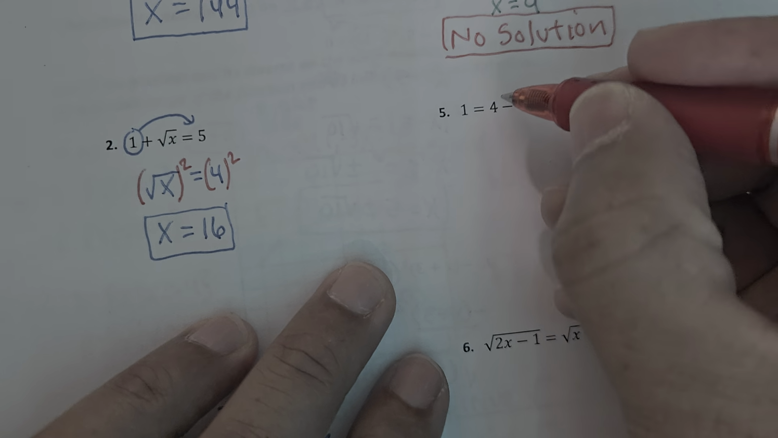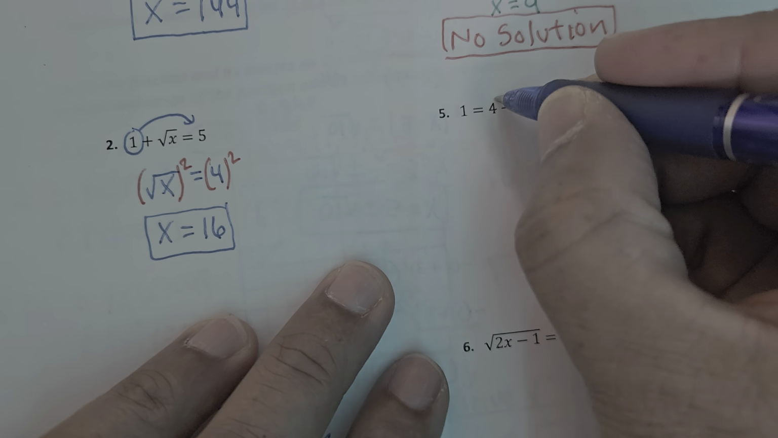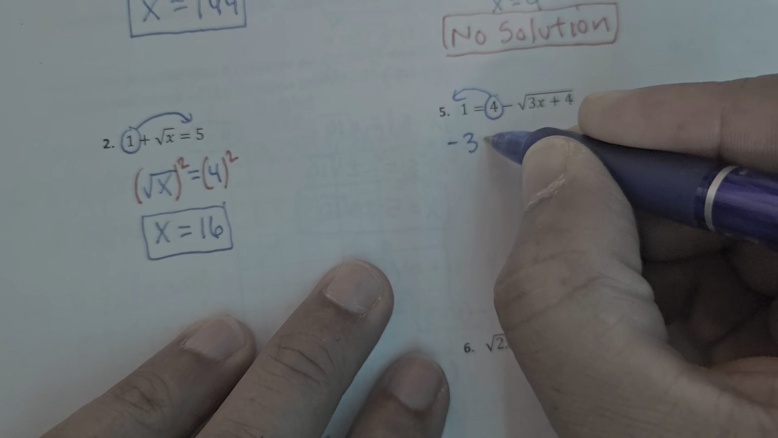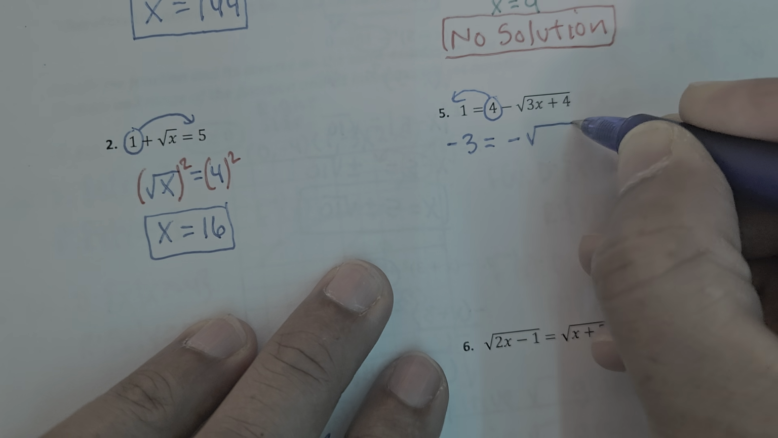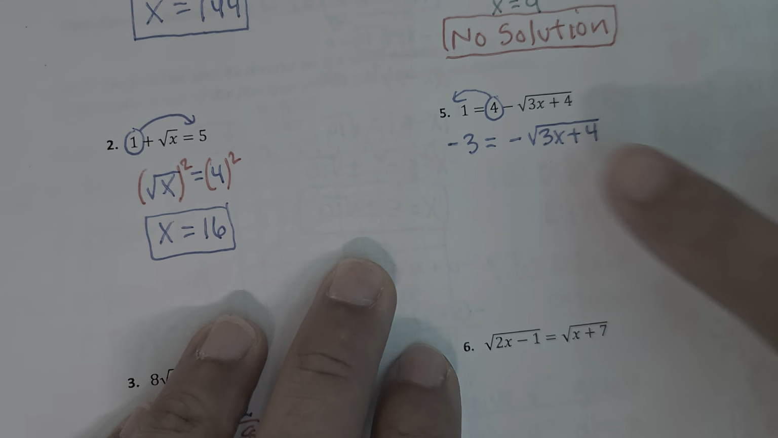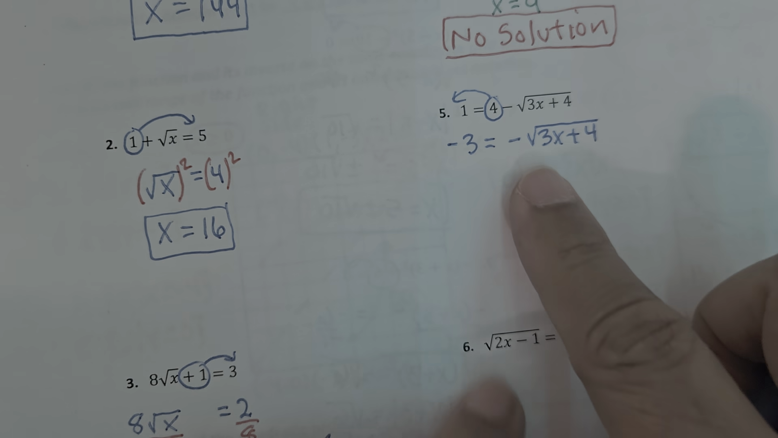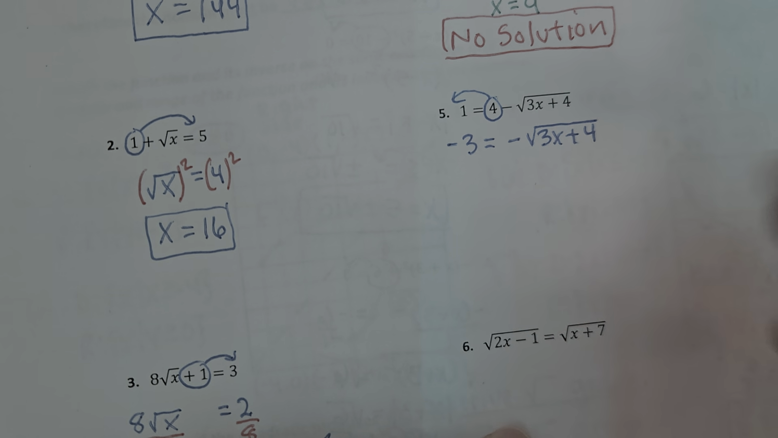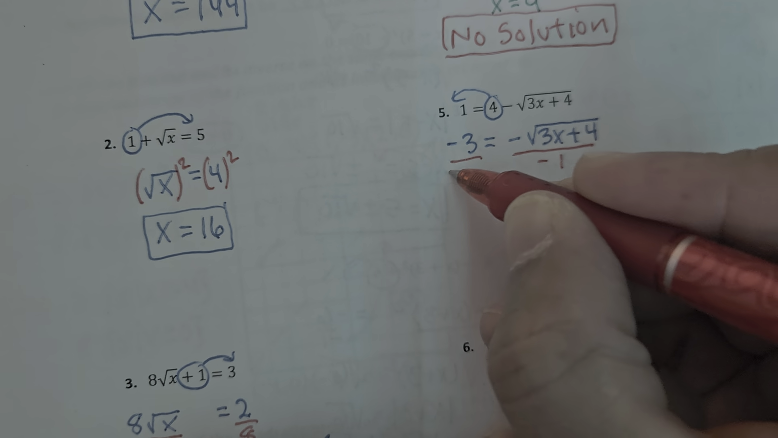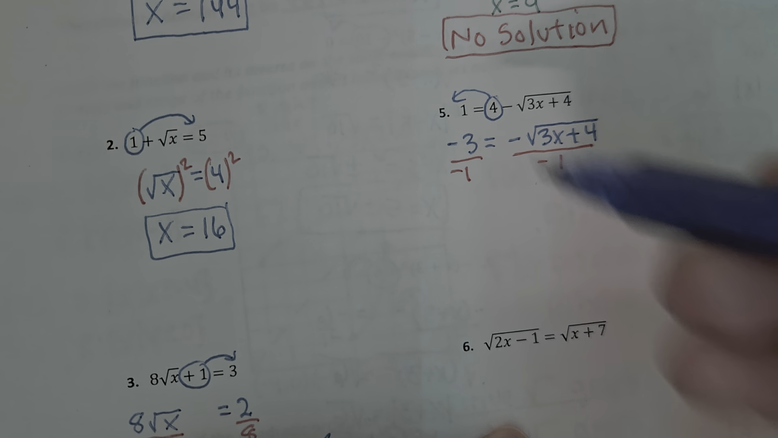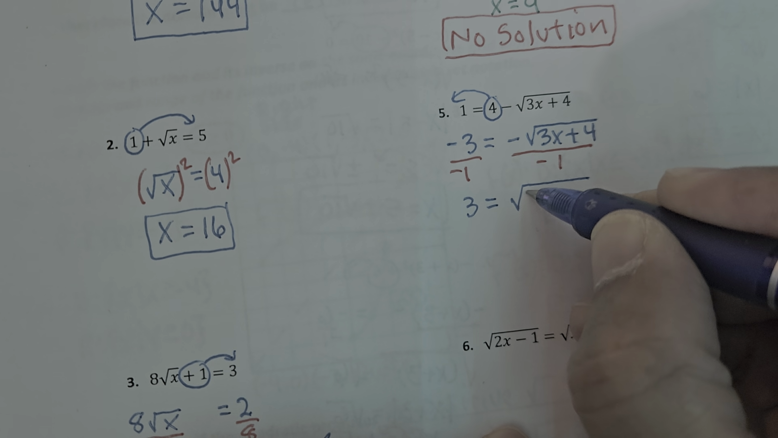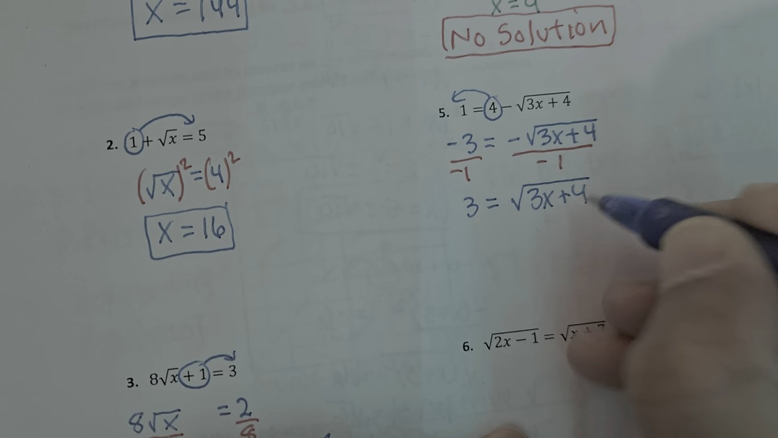Example number 5. For this one, I'm going to subtract 4 from both sides of the equation. So 1 minus 4 becomes -3, and that equals negative square root of 3x plus 4. Now this one can also trick you, because you might think, well, that's a negative number. But notice, this radical has a negative lead. So we need to make that radical positive. The way we do that is by dividing by -1 on this side and also on this side. So then this changes to +3. And now the radical is positive: the positive square root of 3x plus 4.